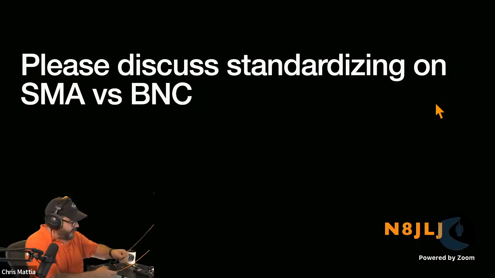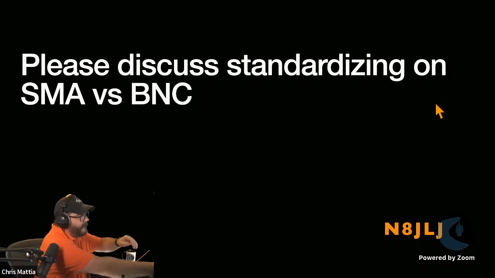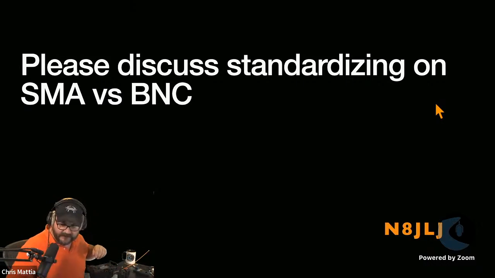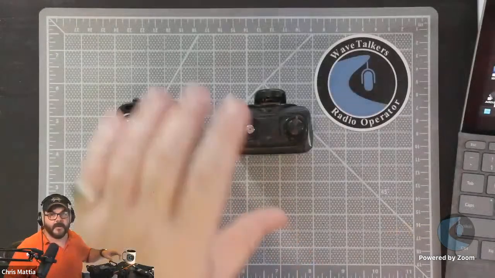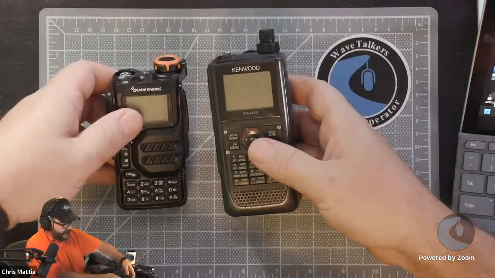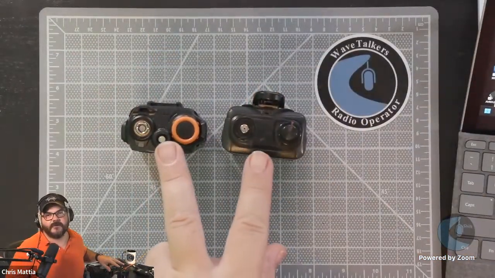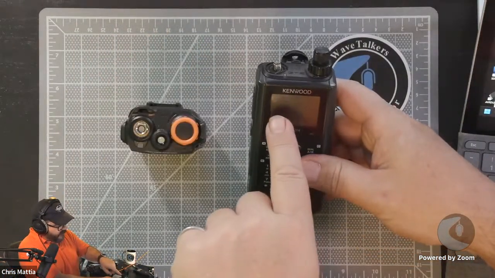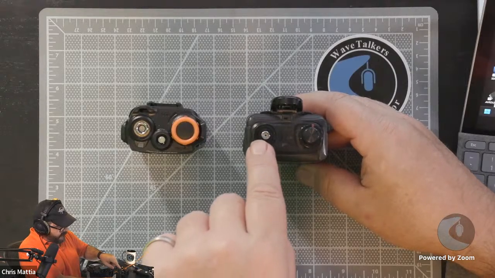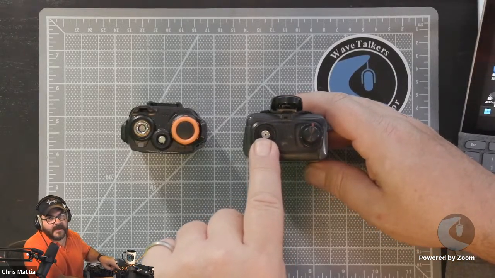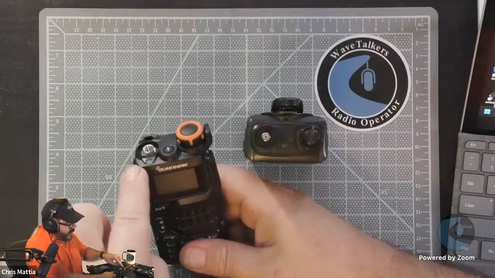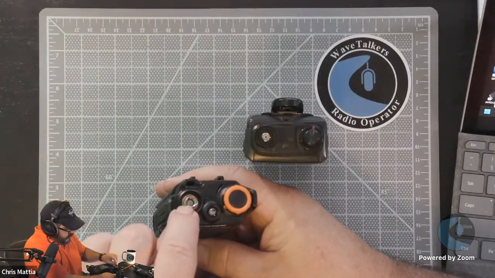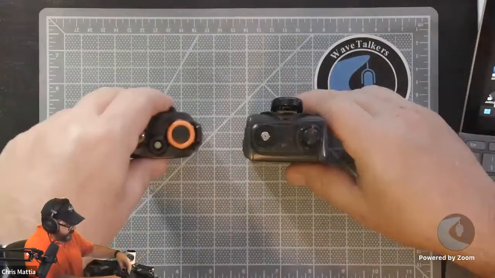I'm going to bring up two of my radios here real quick. I have my Kenwood D74 and I have my Quansheng radio. If you look closely at these two radios, on the Kenwood it's the female version of the SMA connector. On the Quansheng and a lot of the lower cost radios that you find, you have the male version of the SMA connector on your radio.